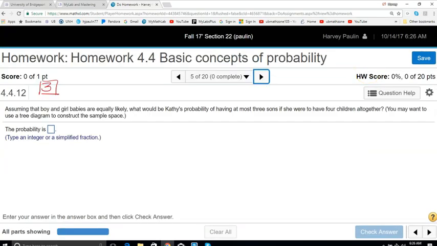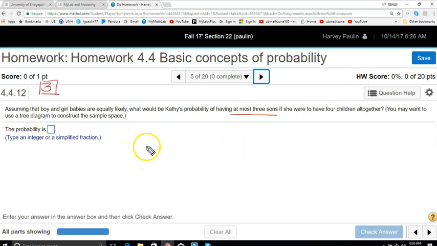All right, for number 3, this will be more challenging. Assuming that boy and girl babies are equally likely, what would be Kathy's probability of having at most 3 sons if she were to have 4 children altogether? Now you may want to use a tree diagram to construct the sample space.